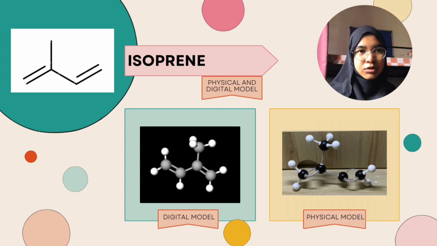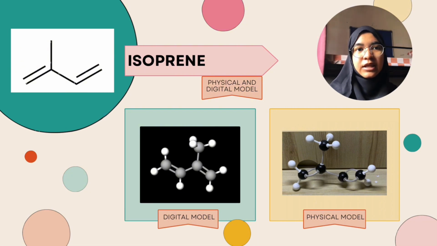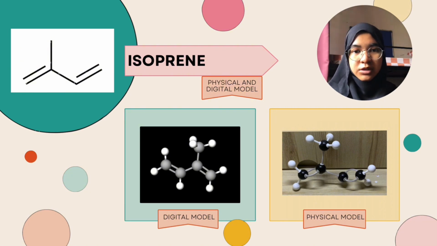From the isoprene model, there are two double bonds, between carbon 1 and 2 and between carbon 3 and 4. These indicate that isoprene is a branched-chain unsaturated hydrocarbon. Both models show black as carbon and white as hydrogen. In addition, isoprene is a monomer of natural rubber, which is polyisoprene.